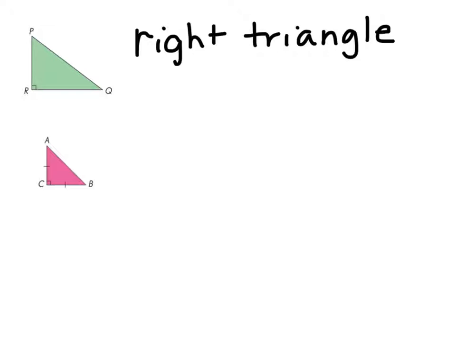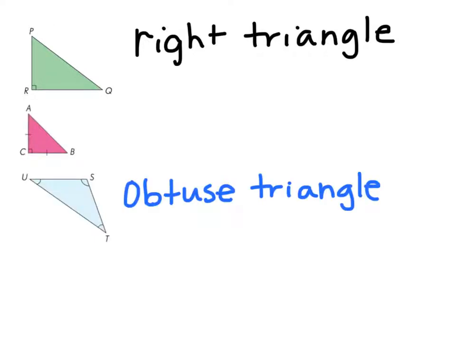Now let's look at the next type of triangle, which is called an obtuse triangle. This blue triangle is an obtuse triangle. In triangle STU, the measure of angle S, right here, is larger or greater than 90 degrees. Any triangle that has one angle larger than 90 degrees is called an obtuse triangle. Obtuse triangles can either be scalene or isosceles.